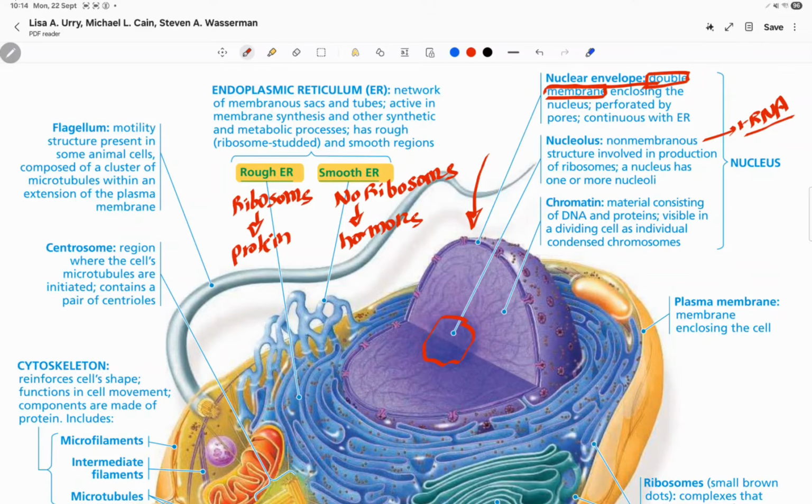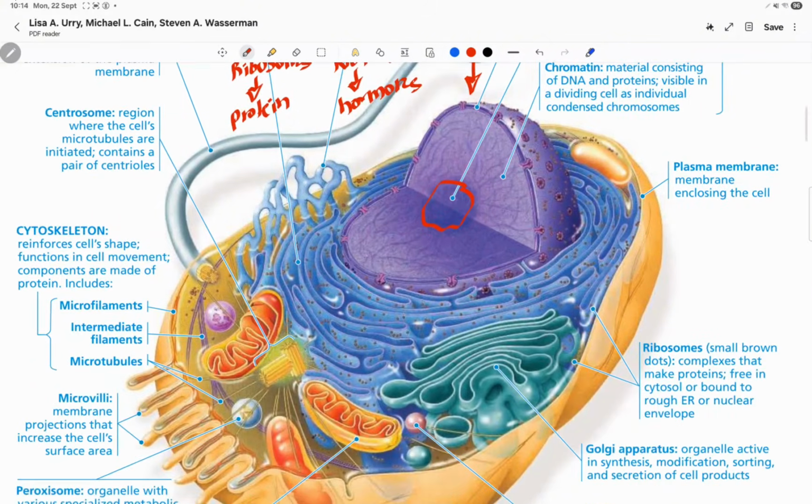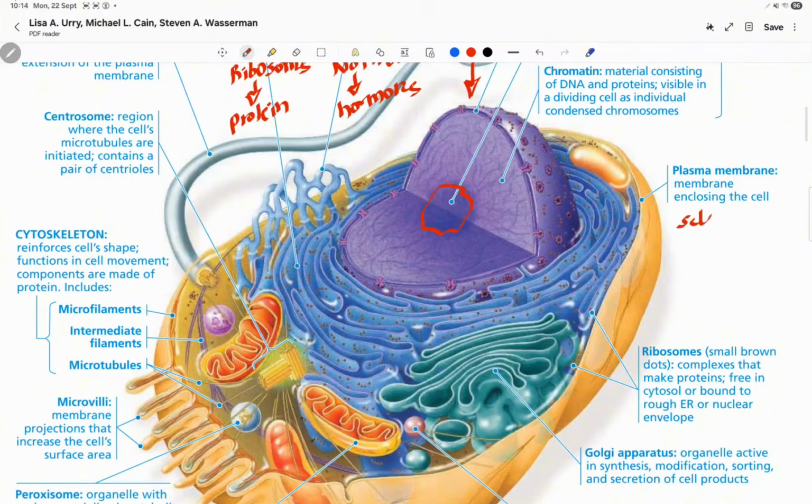If it's a double membrane, that basically means it's made of two bilayers of phospholipids. Like right now, your cell membrane is made of a single bilayer. This one is made of two bilayers. Okay. And of course, we have the plasma membrane, which is going to be selectively permeable. It selects things to go in or out of the cell.